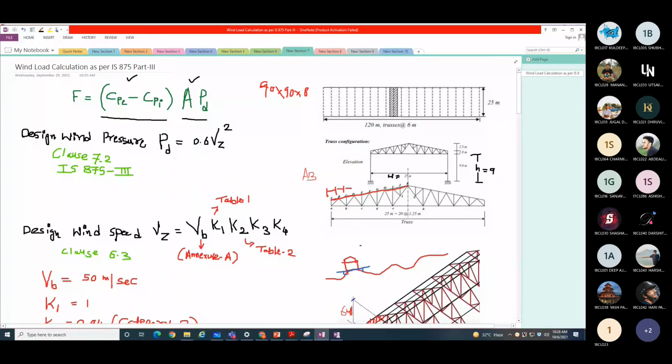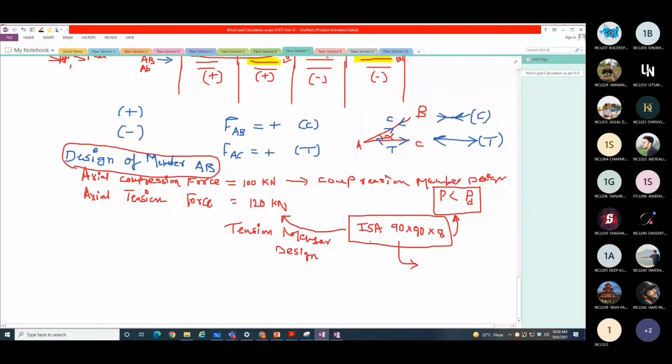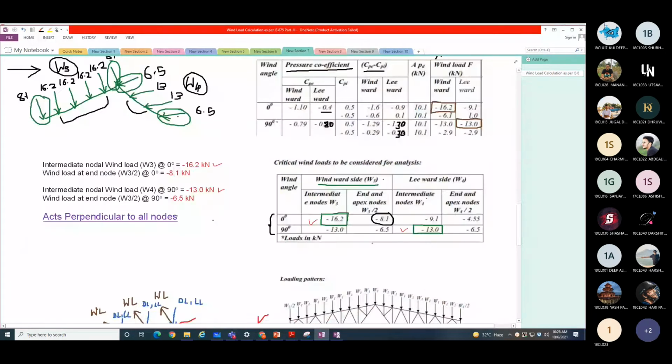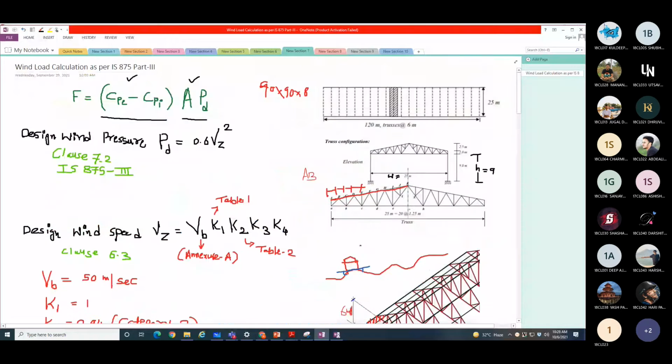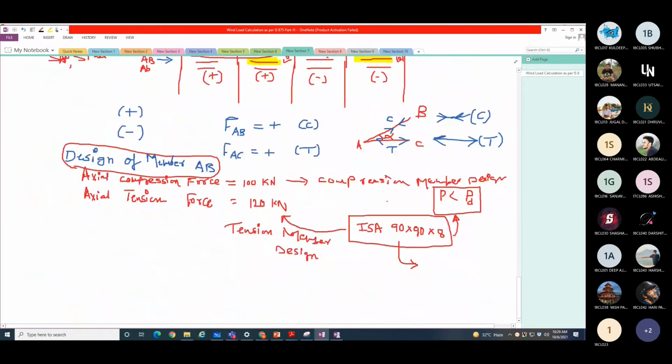See the force of BC, see the force of CD, see the force of DE, and check. A single section will give a safe design for the full top chord member here. So that same member you can provide throughout the top chord part. Is it clear everyone?